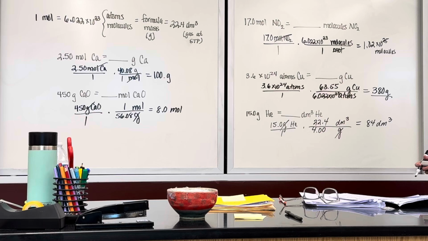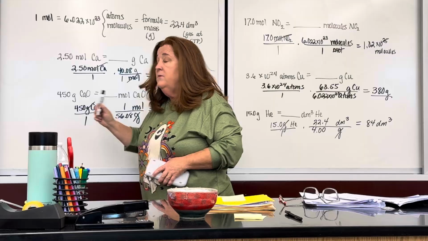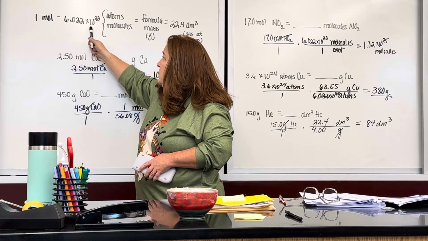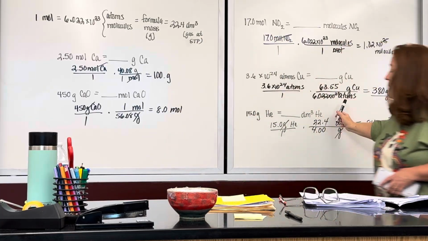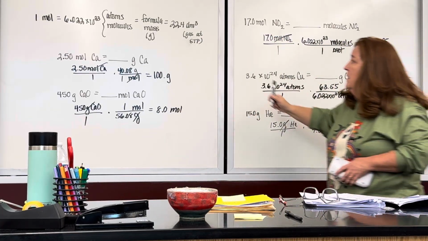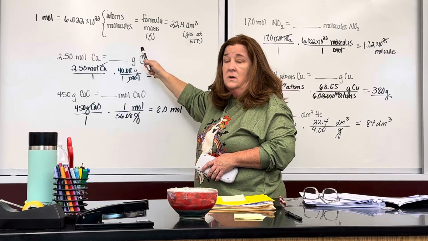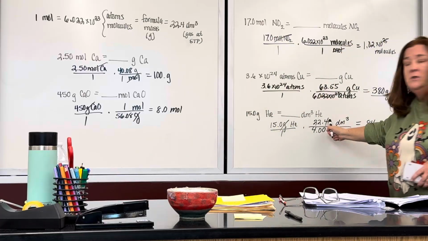That's pretty much it. Every problem is done exactly the same way. You just have to know, for the big equation, when you're doing the conversion factor, a 1 always goes in front of the moles. 6.022 times 10 to the 23rd always goes in front of molecules or atoms. In front of the grams, you have to look this up on the periodic chart. And if it's a gas and it's decimeters cubed, you're always going to put 22.4.